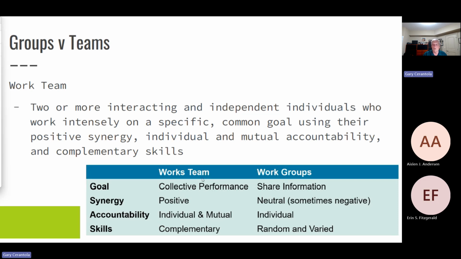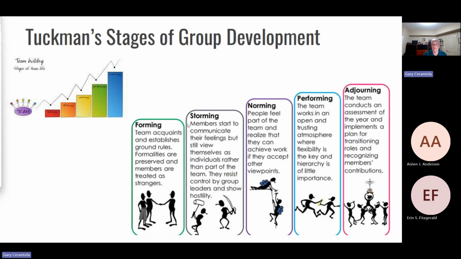In terms of synergy, a work team, well, it's positive. Everybody's got everybody else's back. They're complementing each other's skills. Work groups, it's probably neutral, because they're doing their own thing in a call center. Accountability, there's individual and mutual. In a work group, they're performing against a computer standard and computer reporting. Skills, again, complementary. Work groups, random and varied. So you need to understand the difference, right, between groups and teams, when it comes to those kinds of things.